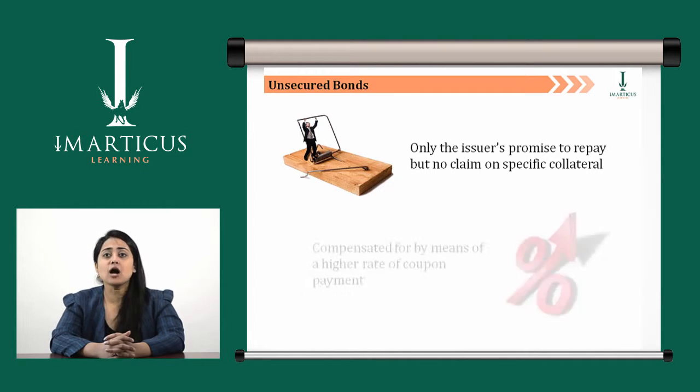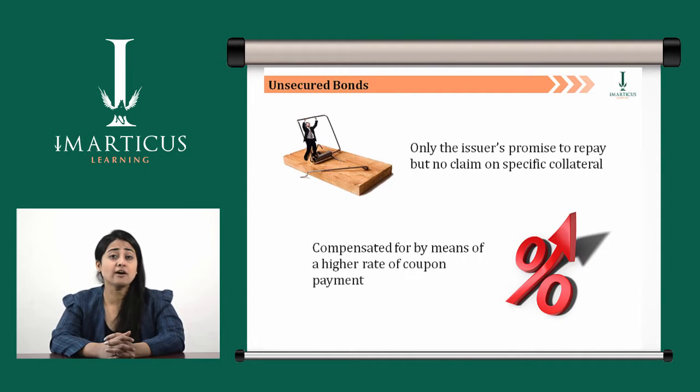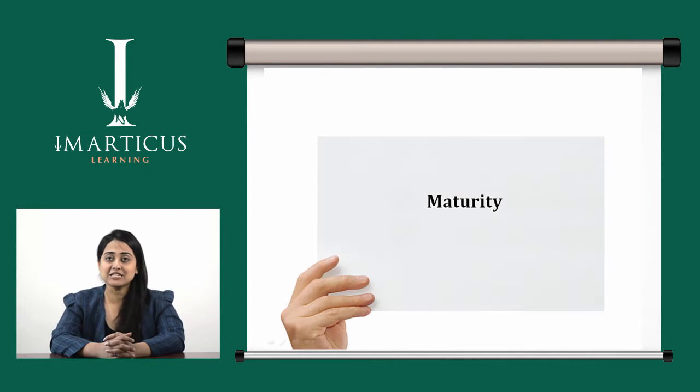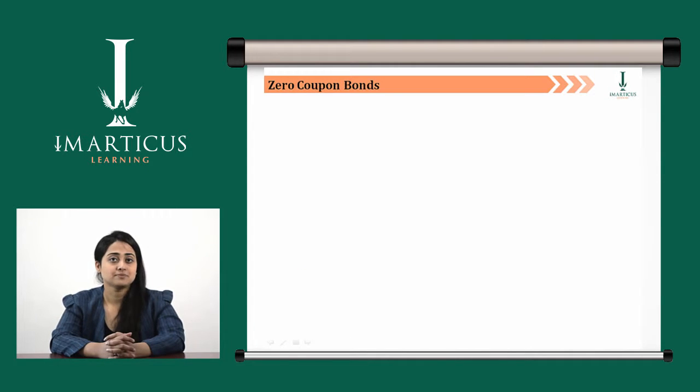The fact that unsecured bonds do not provide holders with a claim on the assets of the issuing firm in the event of default is normally compensated for by means of a high rate of coupon payment. Let us continue with types of bond based on their maturity periods.